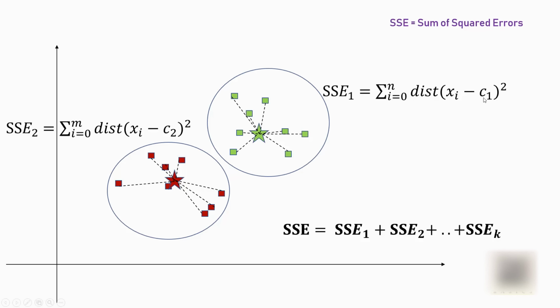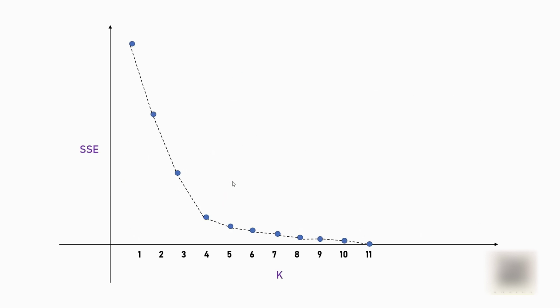Now we do the square just to handle negative values. There is nothing more than that. So now we computed SSE for k equal to 2. You repeat the same process for k equal to 3, 4, and so on. And once you have those numbers, you draw a plot like this. Here I have k going from 1 to 11, and then on the y-axis I have the sum of squared error.